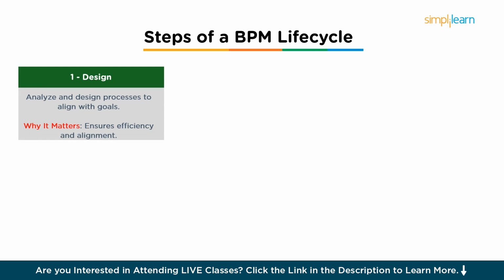1. Design. The first phase in the BPM life cycle is process design. During this phase, organizations analyze their existing processes and design new ones that better align with their strategic goals. This stage involves defining process objectives, mapping workflows, and creating models that describe how processes will be executed. Why it matters. Proper design ensures that processes are well aligned with the business's goals and that they can be executed efficiently. A well-designed process provides the foundation for successful implementation and optimization.